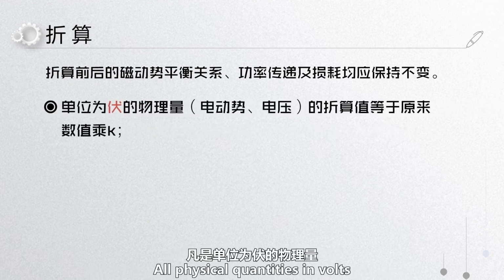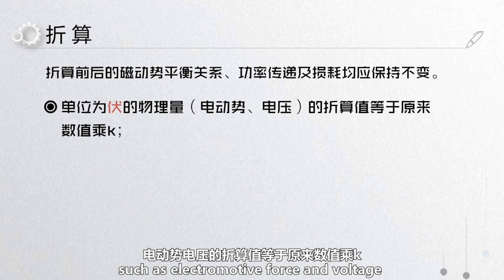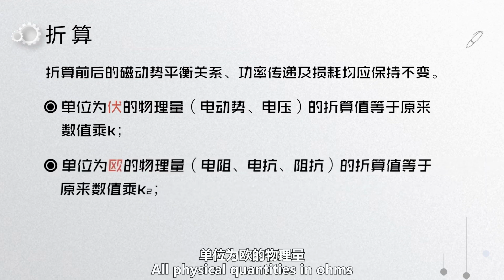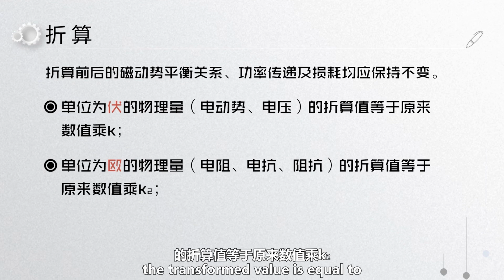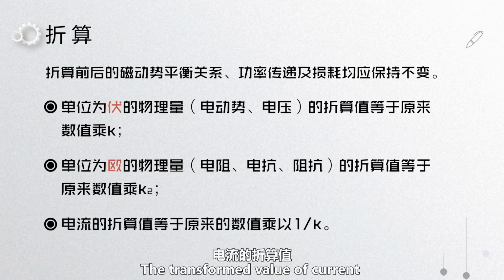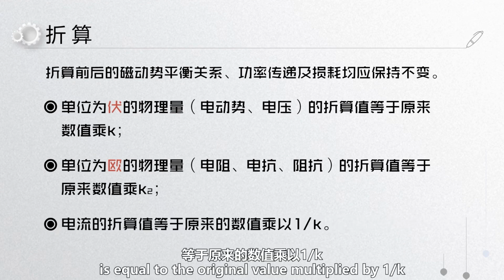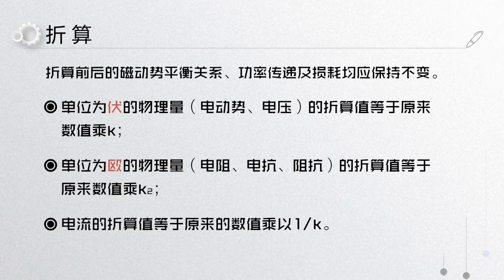All physical quantities in volts, such as electromotive force and voltage, the transferred value is equal to the original value multiplied by K. All physical quantities in ohms, such as resistance, reactance, and impedance, the transformed value is equal to the original value multiplied by the square of K. The transformed value of current is equal to the original value multiplied by 1 divided by K.